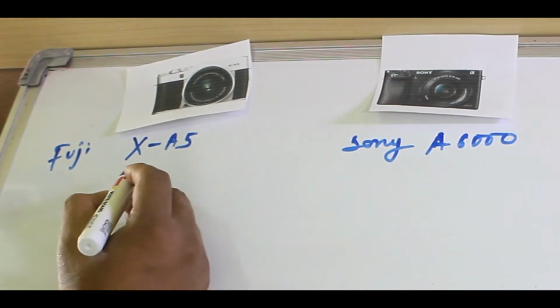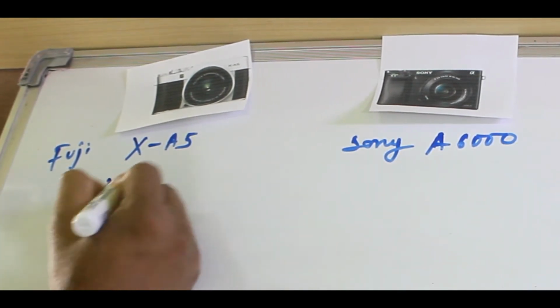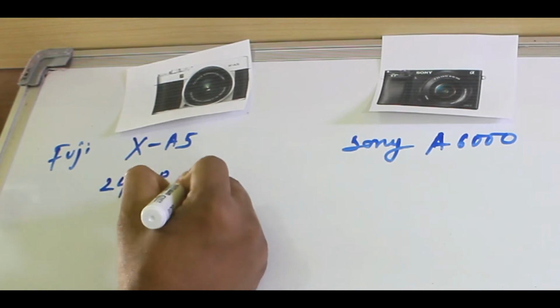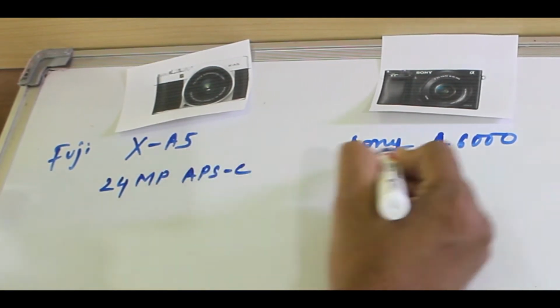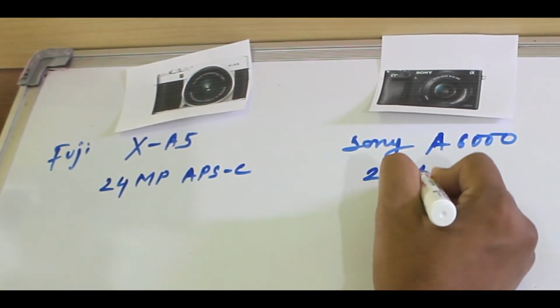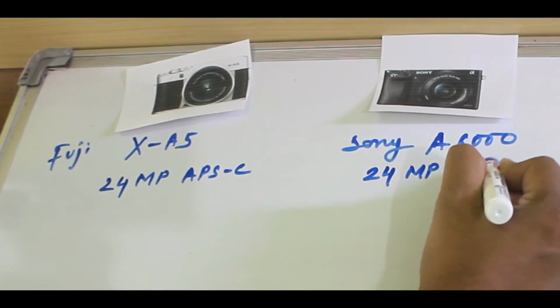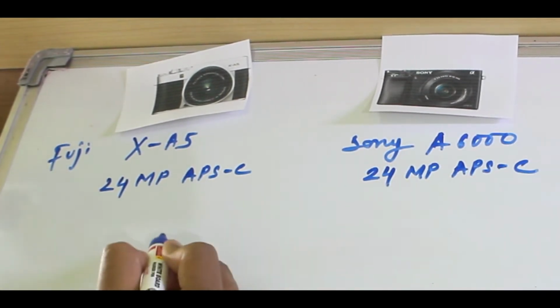Now let's talk about the similarities of both the cameras. Both cameras feature a 24 megapixel APS-C CMOS sensor. Now resolution wise, you are getting the same resolution, and the sensor size is the same.